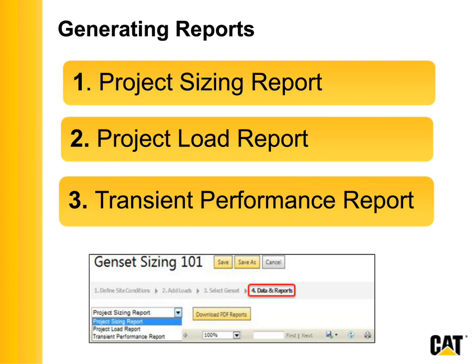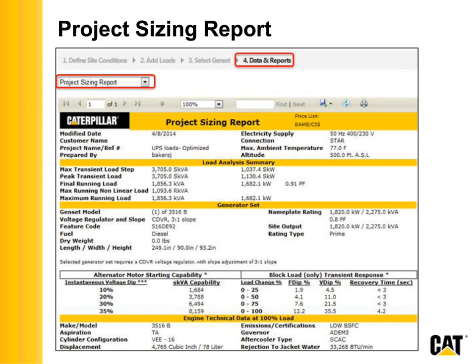There are three different types of reports that you can generate with SpecSizer: the project sizing report, the load report, and a transient performance report. Here we see the project sizing report. Another opportunity for you to see all of the technical information that's associated with your sized Genset. Again, engine, alternator. Another valuable section here, information for me on this report, is a section for block load transient response.